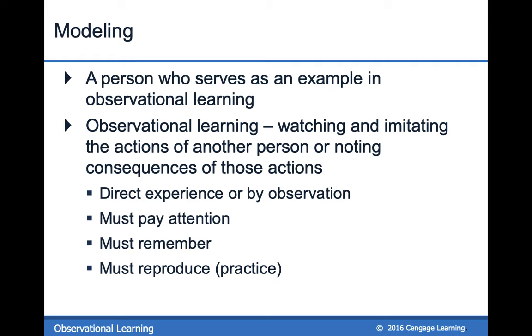The pathway for this observational learning has to do with the model, or the person who's serving as the example within the situation. Observational learning is considered watching and imitating the actions of another person or noting the consequences of those actions. You have to do it either through direct experience or by observation, so somehow watching the other person. And there are several steps that have to take place. You have to pay attention, you have to remember, and then reproduce and practice that behavior. And you have to have that model there in place for us to follow.